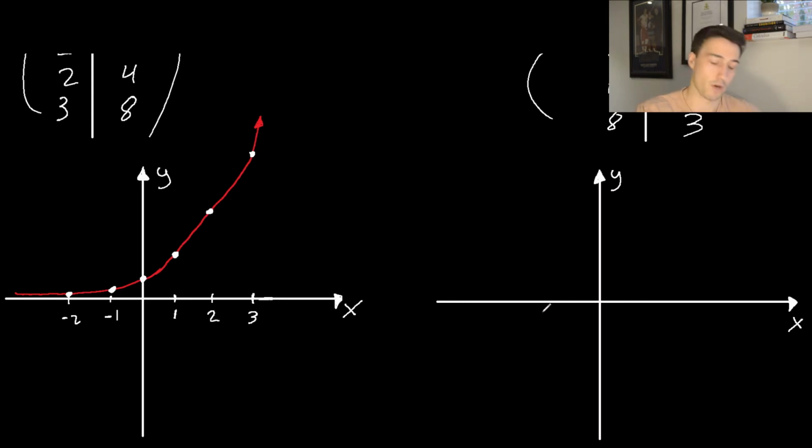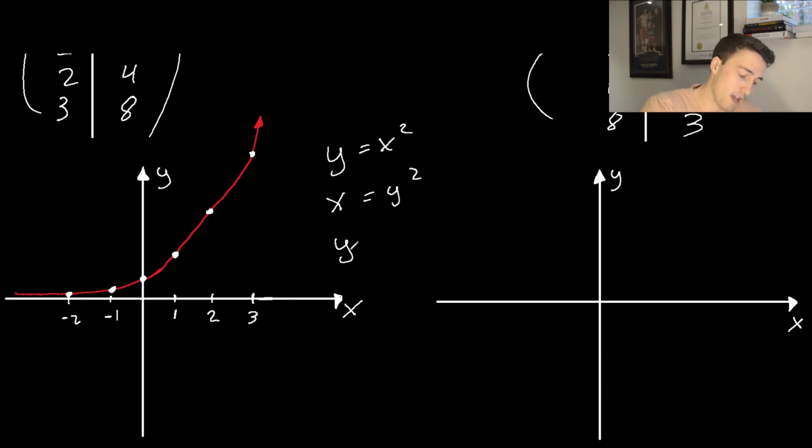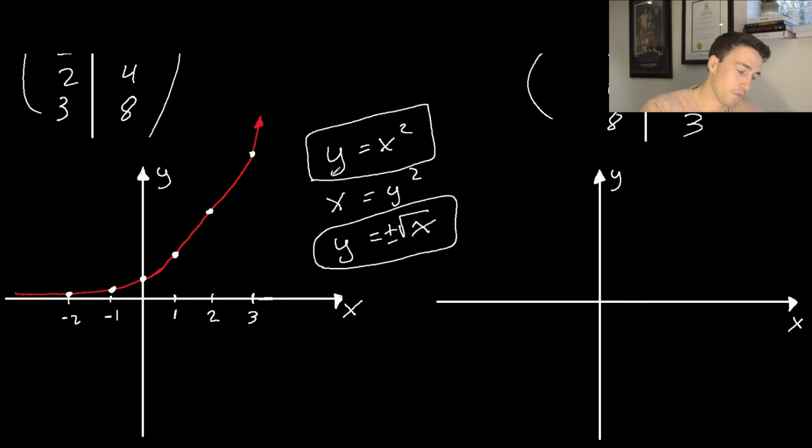You can use that for x squared. So if we had y is equal to x squared, the inverse of this function would be x is equal to y squared. Solve for y, y is going to be plus or minus the square root of x. And that would be the inverse of this function here. So we can always do that.